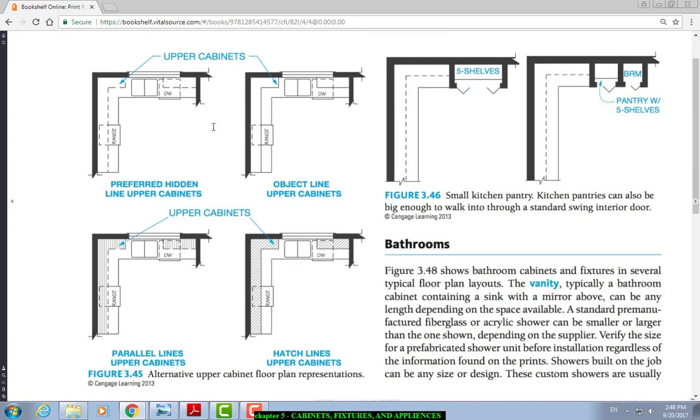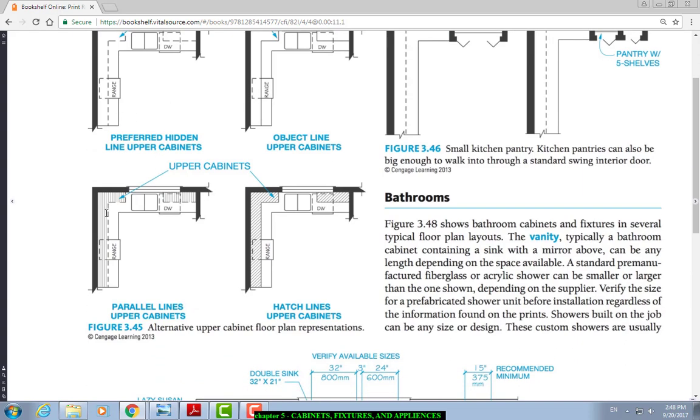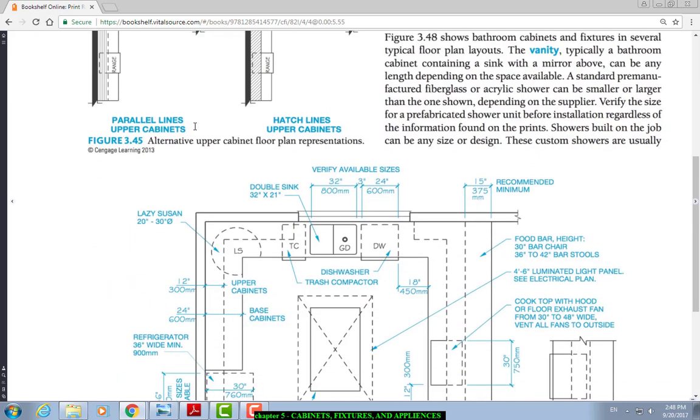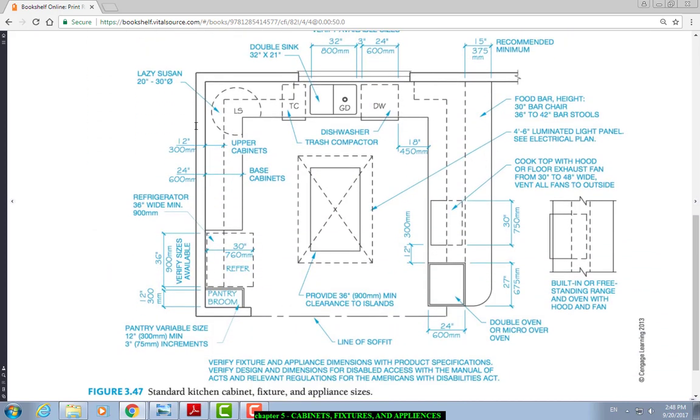It really got my attention. So that's what it means. It could be hidden. It doesn't matter. More than likely, you're just going to have them like this. I think we discussed this in the first class.